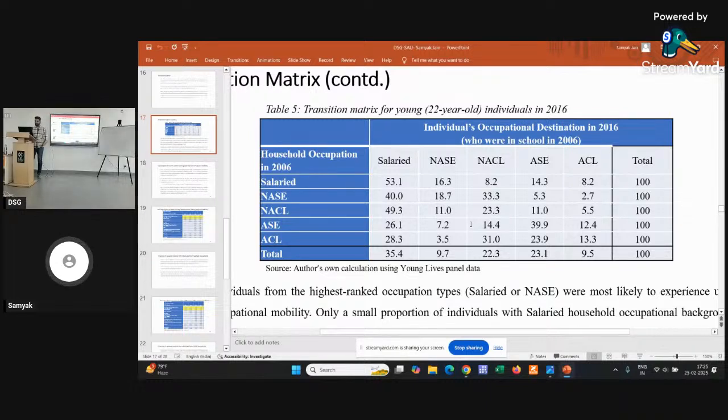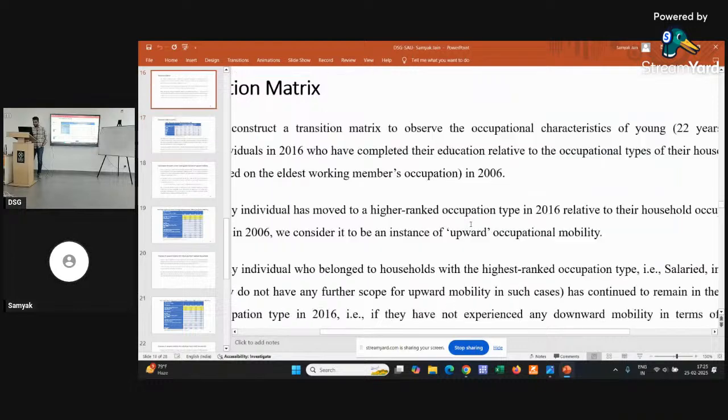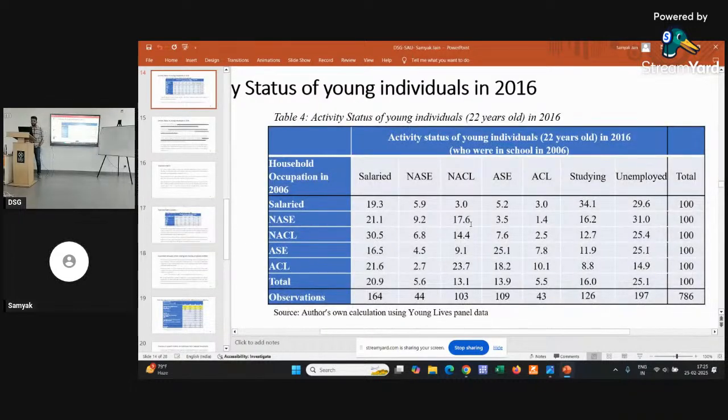If I show this data from 2016, the interesting pattern is that 34% are able to continue in higher studies. Another 30% are simply unemployed. That leaves around 40% who are taking up any occupation. I'm sure these also show some regional dynamics. The salaried might be placed a bit differently than an SC or an ST household.